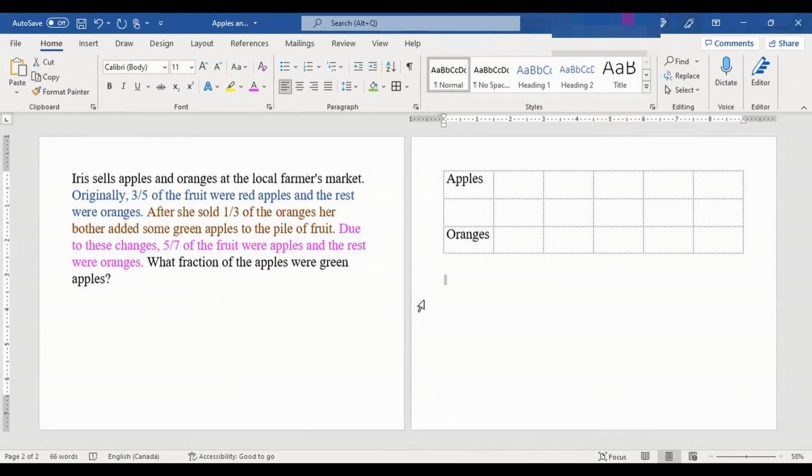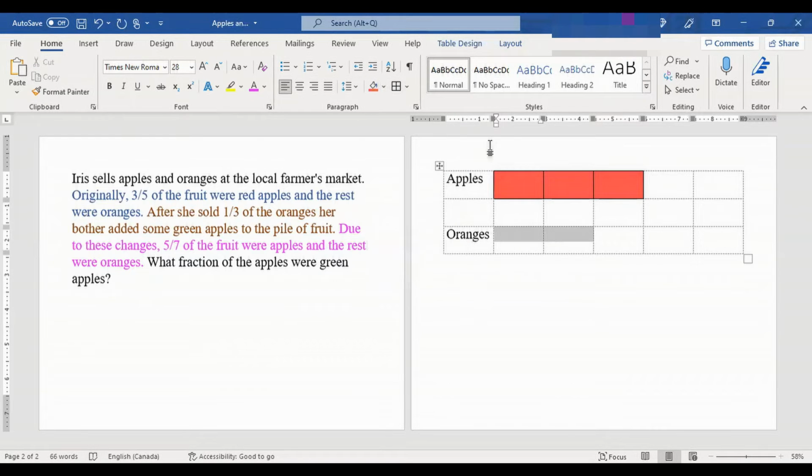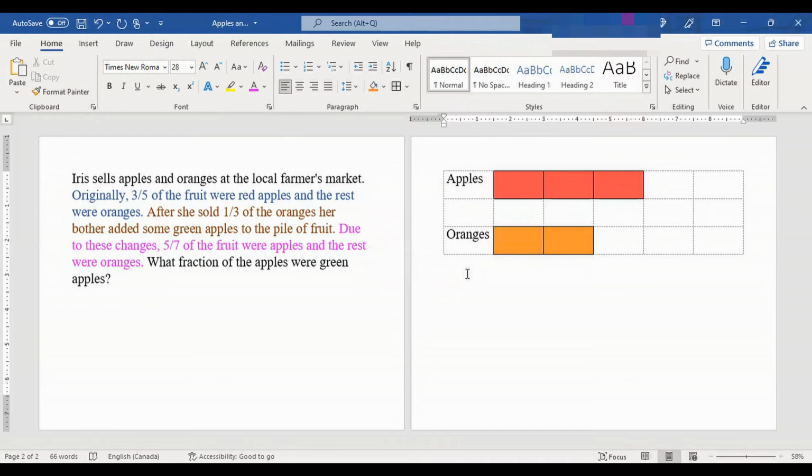And again, we're going to start with the blue sentence, which says, originally 3/5 of the fruit were red apples and the rest were oranges. Okay, and to represent that in our table, we're going to make 3 cells, red, as to represent the apples, and 2 cells, orange, to represent the oranges. There, with that, we have represented the blue sentence because we have 3/5 of the total number of fruit as red apples and 2/5 of the total number of fruit as oranges.